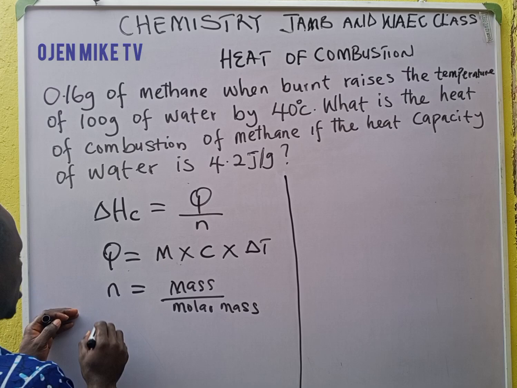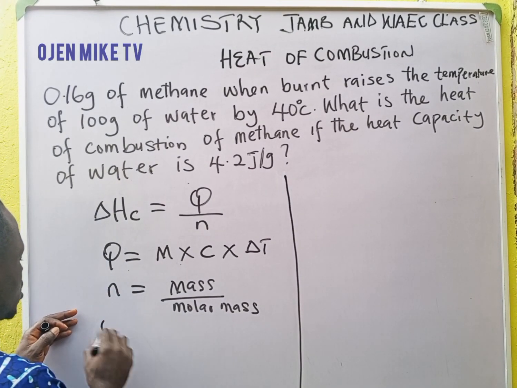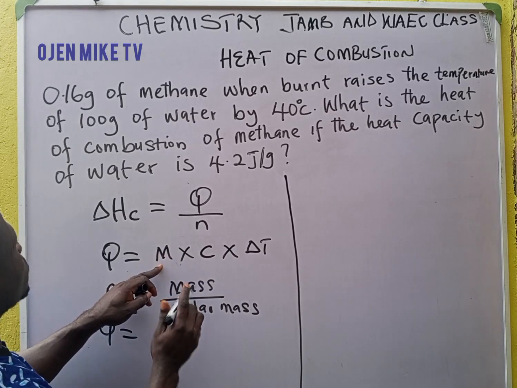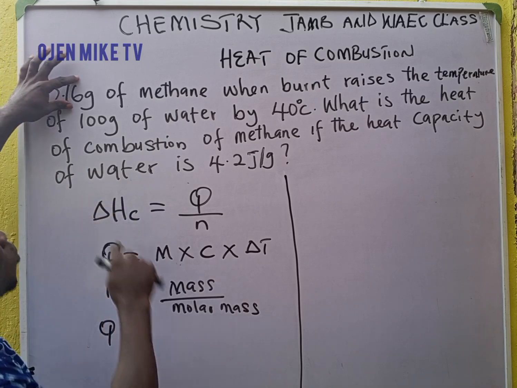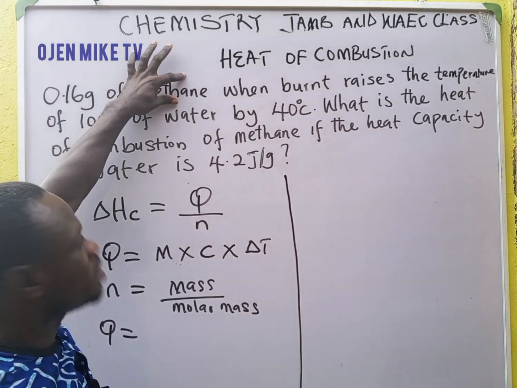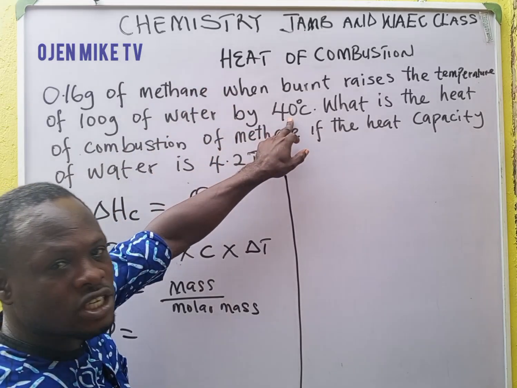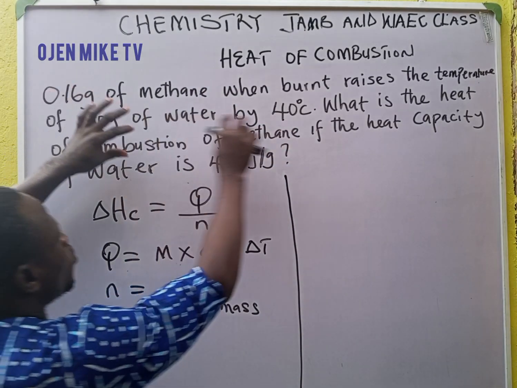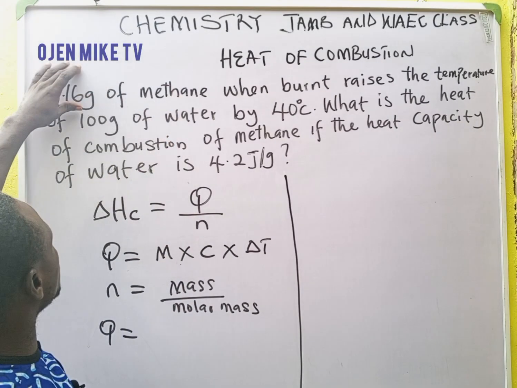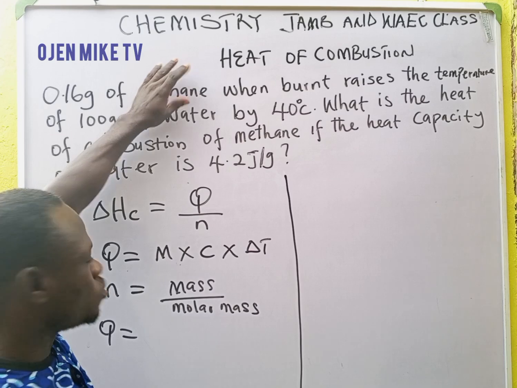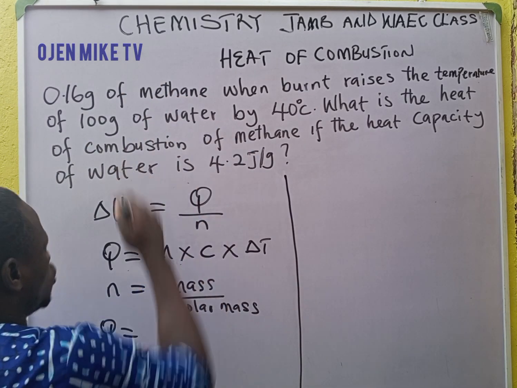Now specifically, look at your heat release. Heat release Q is equal to mass times specific heat capacity times change in temperature. What is your mass? Mass is in grams. Remember, we have two masses here. This one is the mass of methane, and this one is the mass of water at 40 degrees Celsius. This one here will be for heat release, and this one is for your moles.